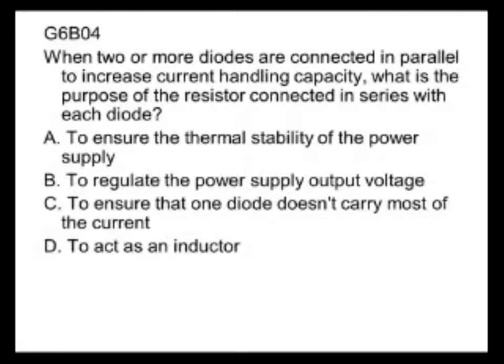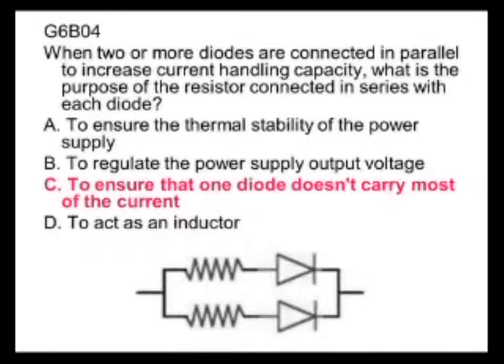When two or more diodes are connected in parallel to increase current handling capacity, what's the purpose of the resistor connected in series with each diode? The purpose is to ensure that one diode doesn't carry most of the current. Here you can see a diagram for this. Here are your two diodes connected in parallel, and here are the resistors that are put in series with them to help assure that one diode doesn't end up carrying all of the current, or a major portion of the current.